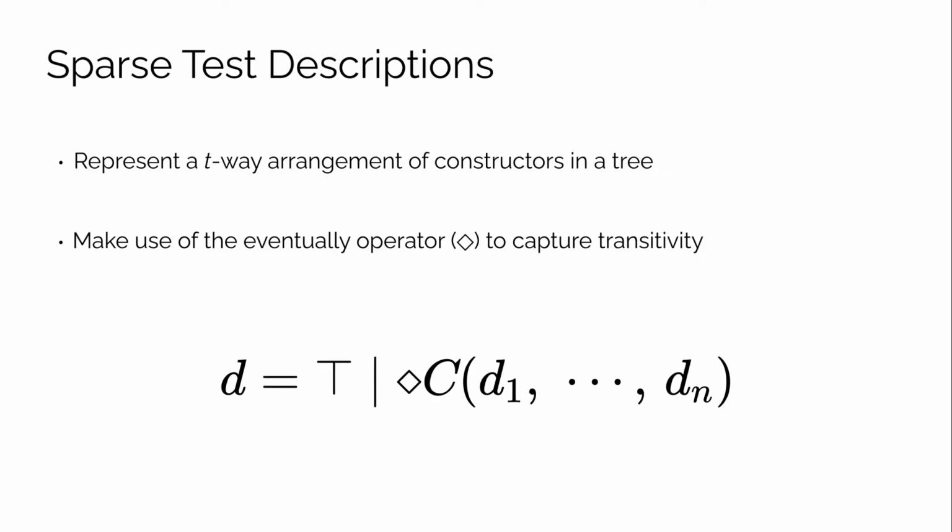These regular tree expressions that represent interactions are what we call sparse test descriptions. These are a subset of regular tree expressions which capture exactly the constructor interactions we care about. Before we go on, let's look at a few examples of sparse test descriptions so we can get an intuition for why the interactions they represent are of practical interest.